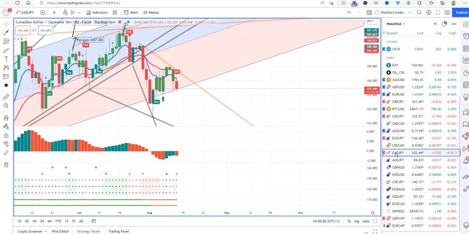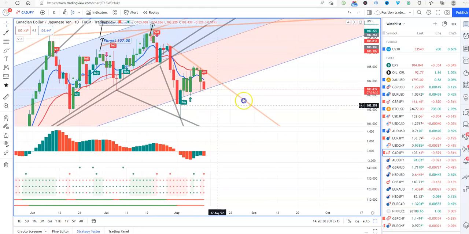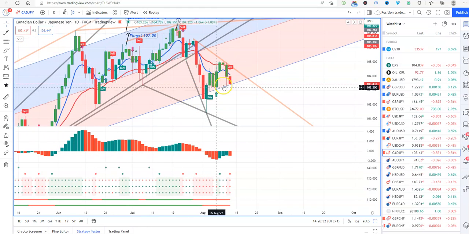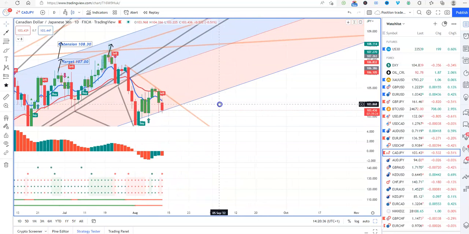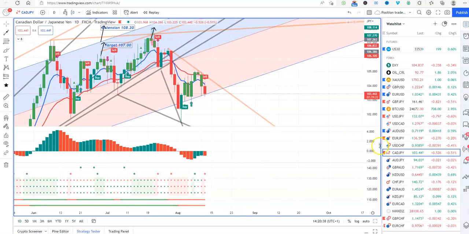Canadian yen. Again, all conditions are satisfied. However, as you can see, this trend line is sitting right on this trend line. There could be an immediate move upwards here. So again, this is not tradable.